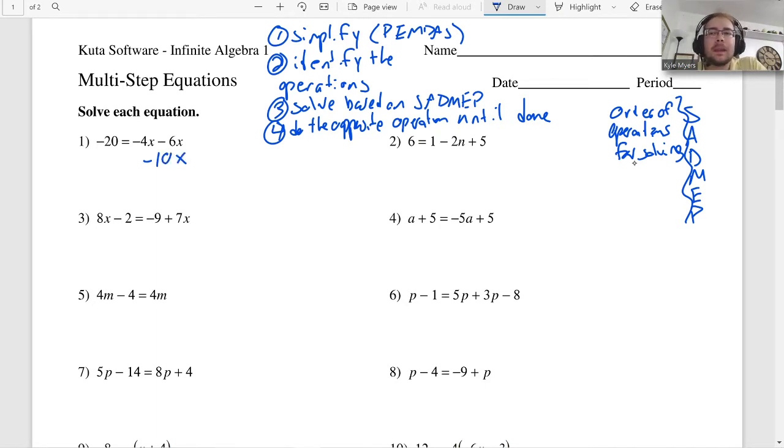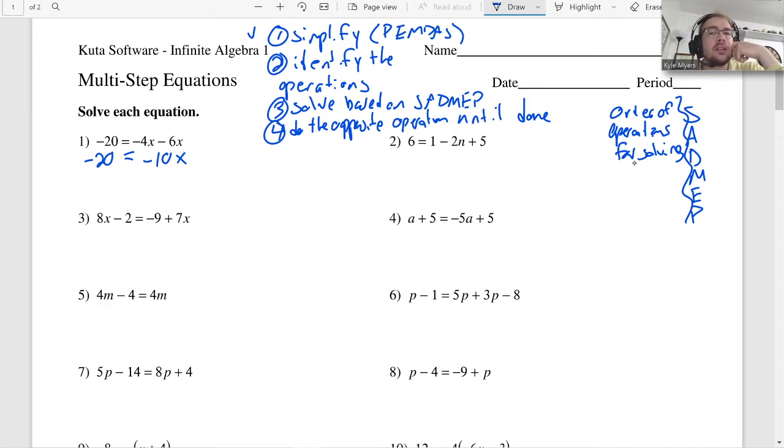Negative 10x. That's PEMDAS because I didn't affect the other side. The other side is negative 20, and it was unaffected. If you can do a step and it doesn't affect one side of the equation, that, my friend, is PEMDAS. So we just did step 1. Step 2, identify the operations. Now there's only one operation: negative 10 times x. After you're done simplifying, you should only have one or a couple of things on one side.